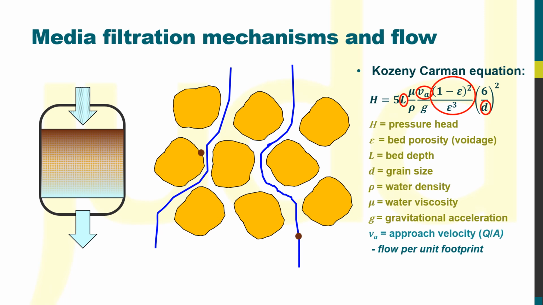The Carman-Kozeny equation isn't that accurate in practice, but does indicate which media properties influence hydraulic resistance. That's the resistance to flow at a given pressure.